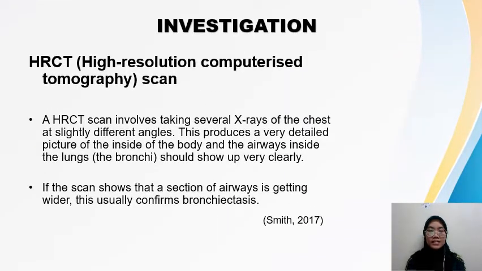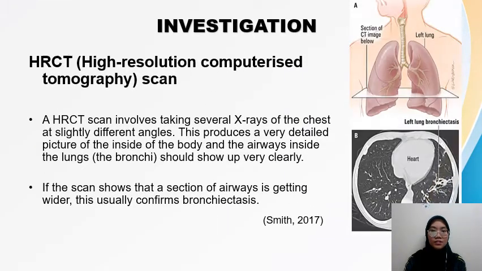For the investigation, a doctor will conduct an HRCT scan, which involves taking several X-rays of the chest at slightly different angles, and this produces a very detailed picture of the inside of the body and the airways inside the lungs. And the bronchi should show up very clearly. If the scan shows that a section of airways is getting wider, it usually confirms bronchiectasis.